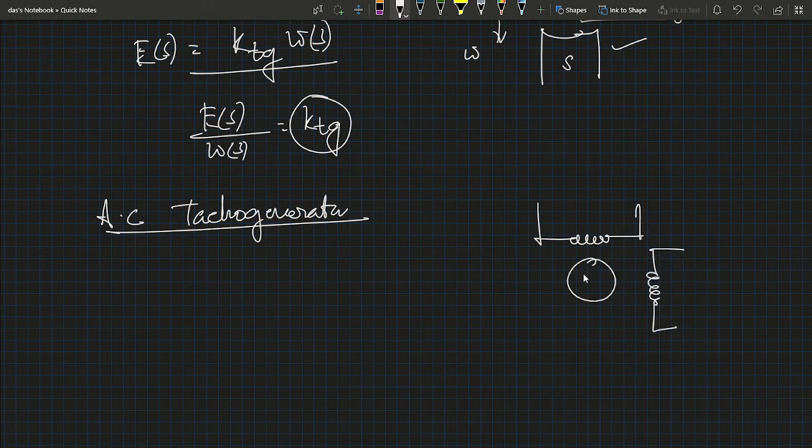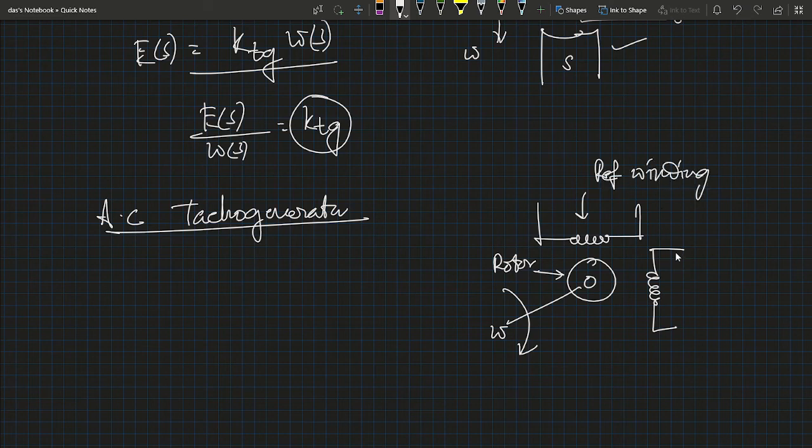Here this is a rotational speed of omega. This is a rotor, this is one rotor, and this is a reference winding. This is a reference winding, and this is output. From here we take the output E, and this is the output winding. The two windings are okay.